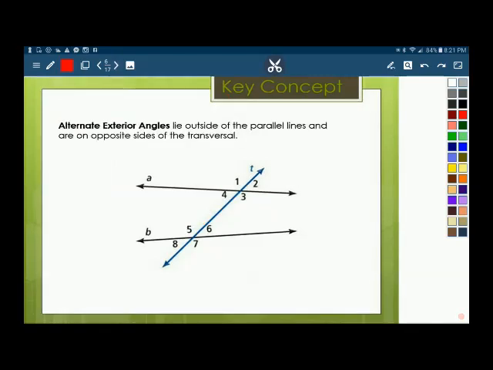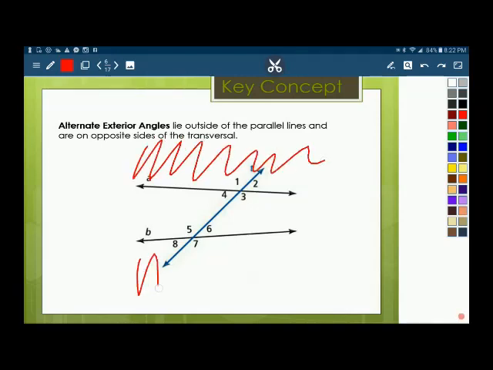Third vocabulary word sounds very similar to the previous one. This one is alternate exterior angles. If you notice, this is the interior of the parallel lines. So that would mean the exterior is everything out here and everything out here. That would be the exterior.